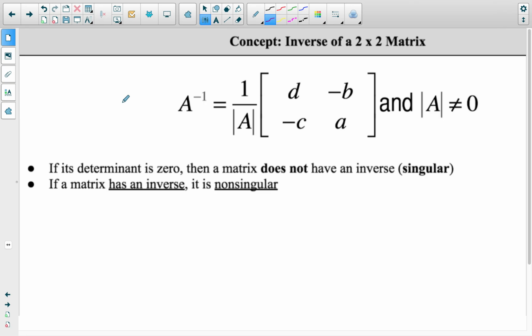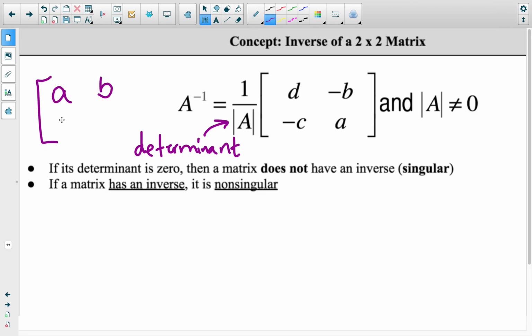So this is the notation for the inverse of a 2 by 2 matrix. Don't freak out, it's pretty straightforward. The first thing I want to point out, this bar around the A, that's the determinant. To get the inverse of a matrix A, first we have to figure out what its determinant is. And then we use 1 over the determinant. It becomes a fraction, a scalar multiplier that we then multiply the matrix by.